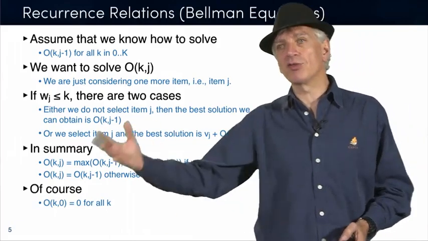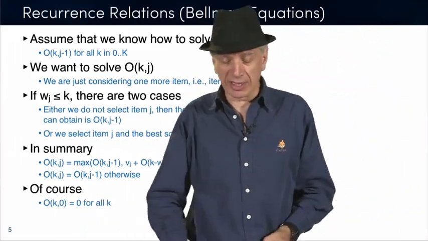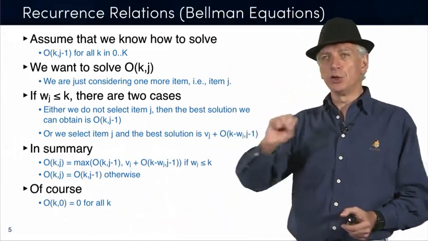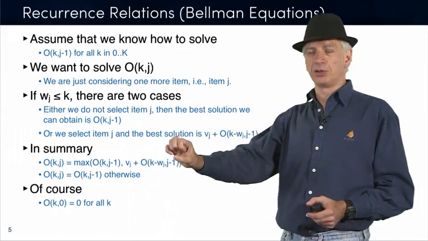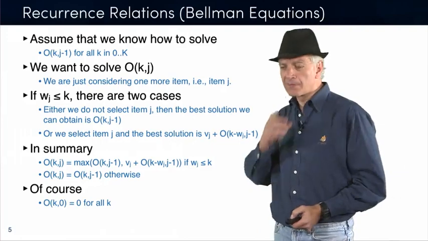And of course you have to start from somewhere: if the capacity is 0, there is no item that you can put in the knapsack. And what I'm basically claiming is that if you have these things, you can compute the optimal value of the knapsack and which items you need to select. How do you do that? Well, let me show you.